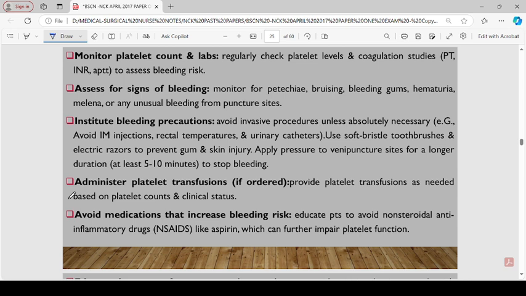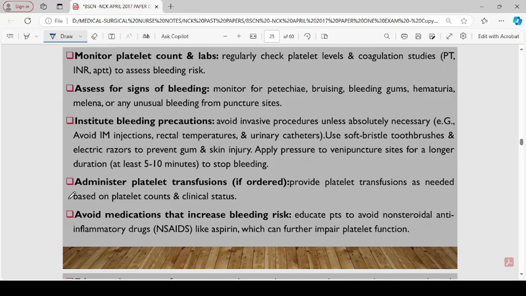Regularly check platelet levels and coagulation studies like the PT, the INR, and the APTT to assess the bleeding risk. Assess for signs of bleeding: monitor for petechiae, bruising, bleeding gums, hematuria, melena, and any unusual bleeding from the puncture site. You institute bleeding precautions, so you avoid invasive procedures unless absolutely necessary.